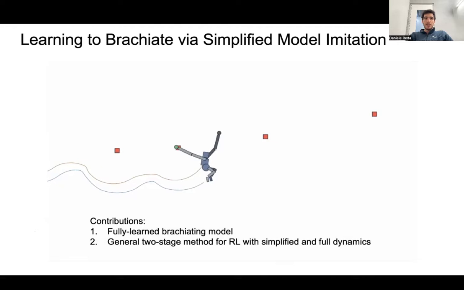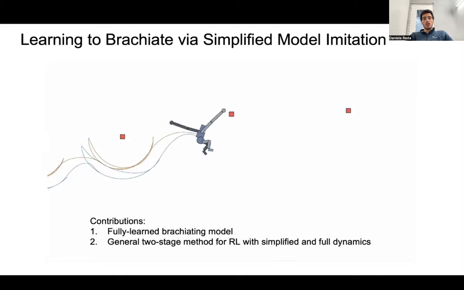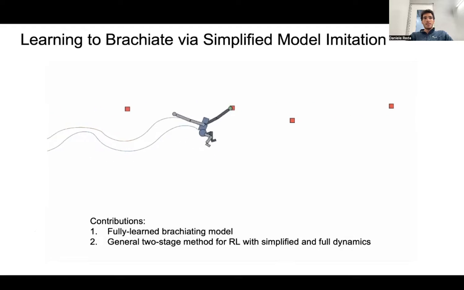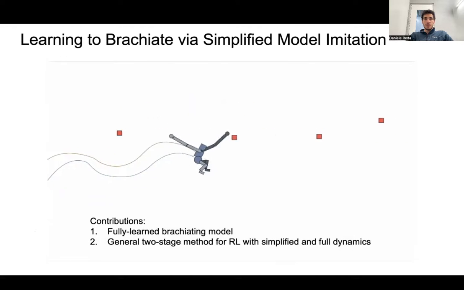We present a fully learned articulated model that demonstrates brachiation across challenging sequences of handholds that is the most capable of its kind, performing both swinging and flying phases.